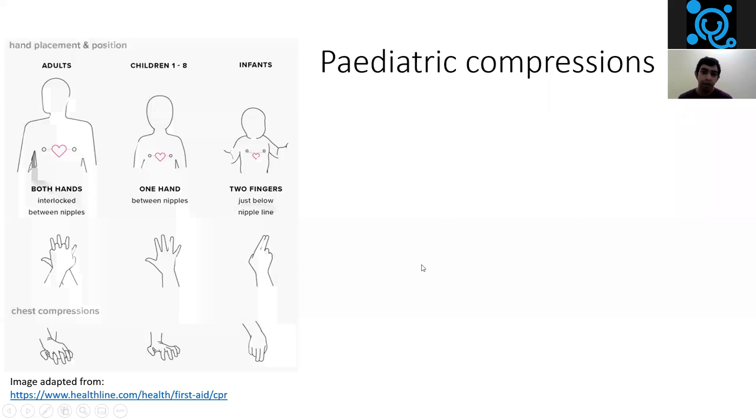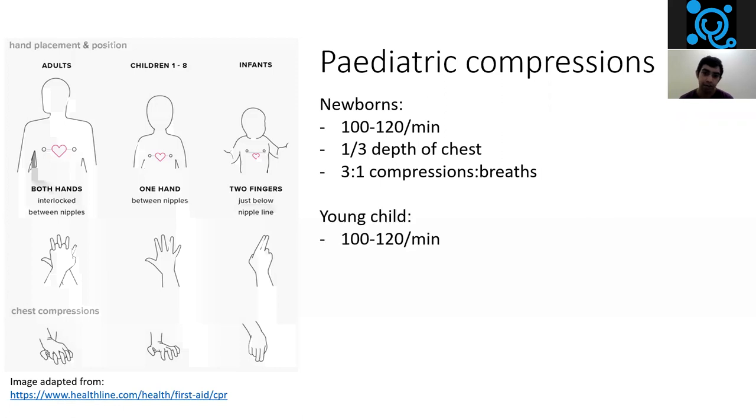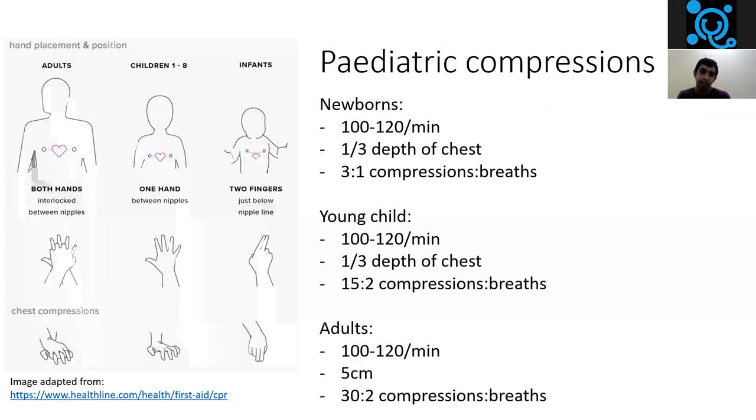So, pediatric compressions. The key things to know about are essentially these three main forms of resuscitation that you need to be aware of. The rate is the same in all of them. For children and newborns, the depth is 1/3 of the chest, whereas in adults, we try to go for 5 centimeters, okay? And then the key difference between all of them is the ratio, so the difference between compressions to breaths. So you do 3:1 in newborns, 15:2 in the young child, and then with adults, you do 30:2.